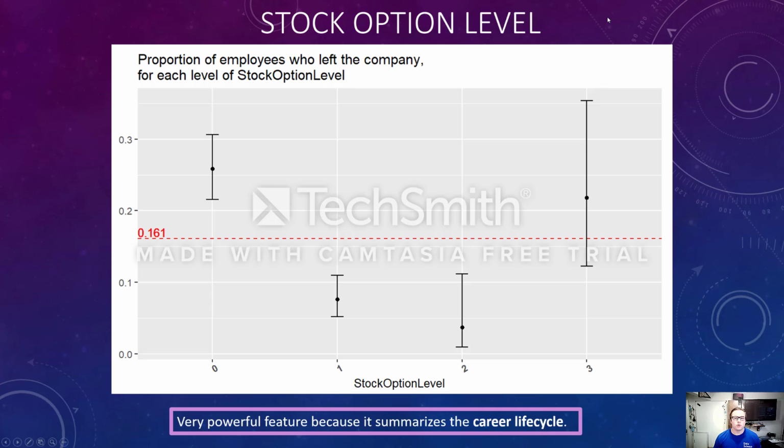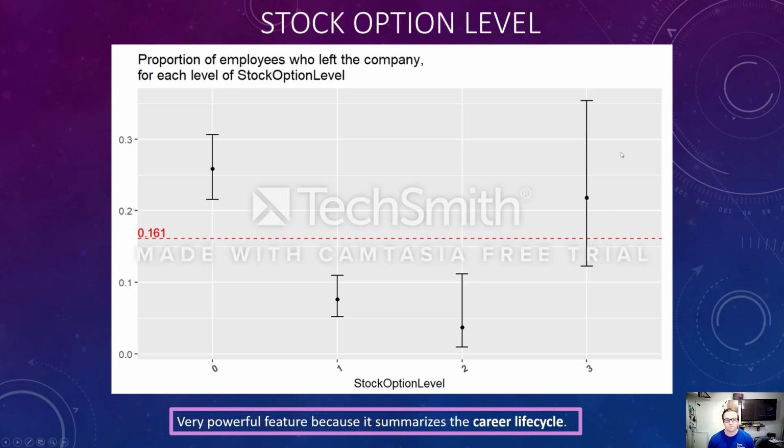Okay, next we have a similar type of plot, but this time for the stock option level feature. What's really cool about this plot is that it captures the entire career life cycle. People with a low stock option level tend to be early in their career, and a higher proportion of those people leave the company. As people progress in their career, stock option level goes up and the proportion of attrition goes down, until we reach retirement age, where people with the highest stock option level start retiring, and the proportion of attrition obviously goes up for those individuals.